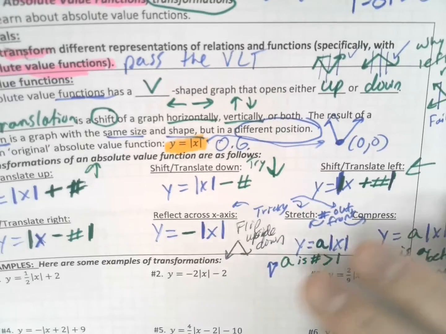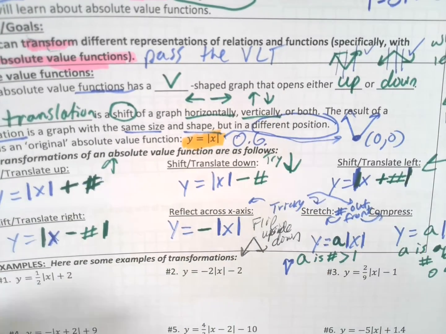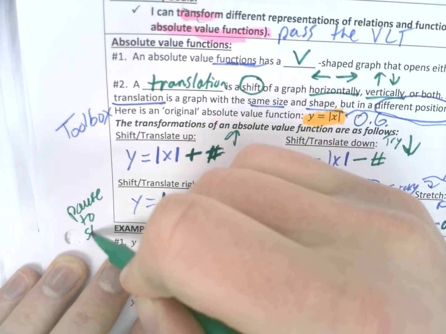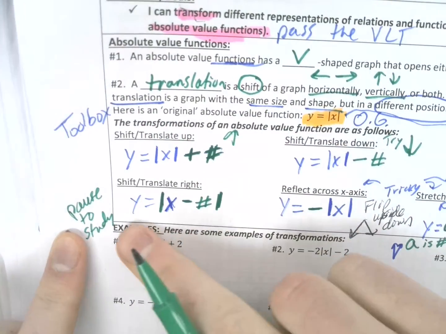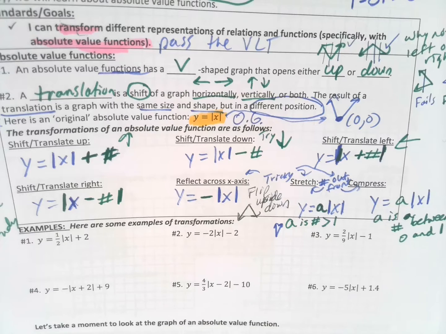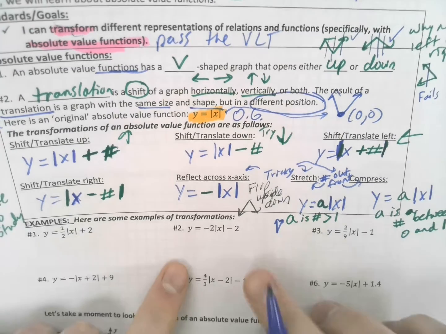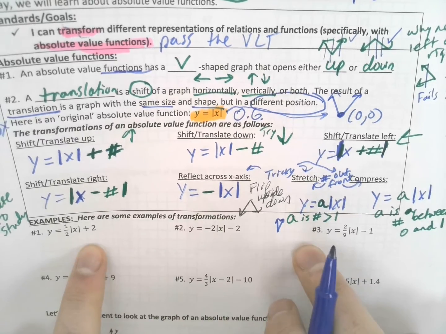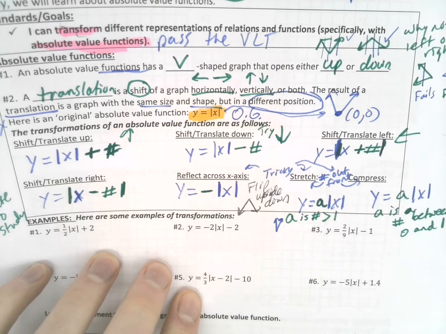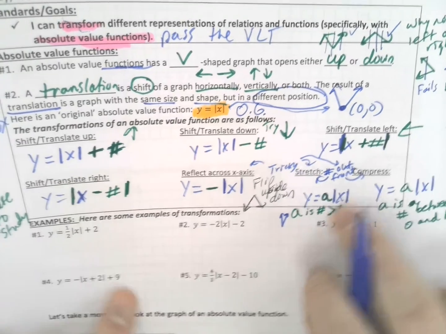Okay, so these are our tools, guys. I want to have you pause to study. Pause the video to study these 7 tools. Go ahead. All right, guys. So we're going to finish up by doing 3 together and having you try 3. Let's do these 3 together.